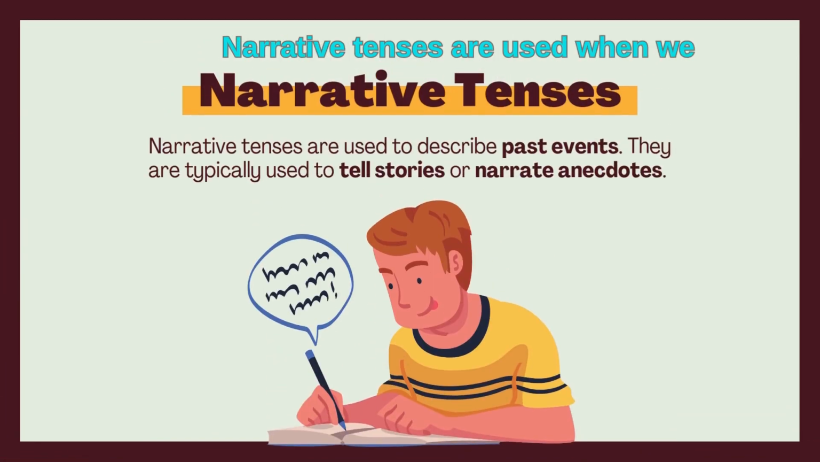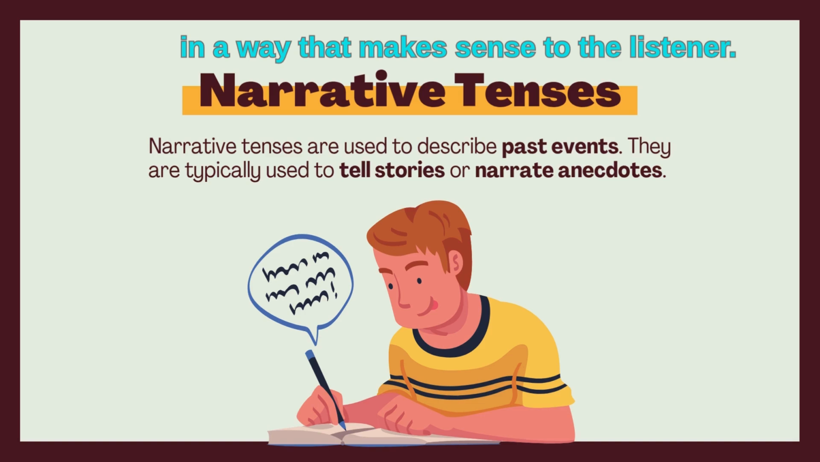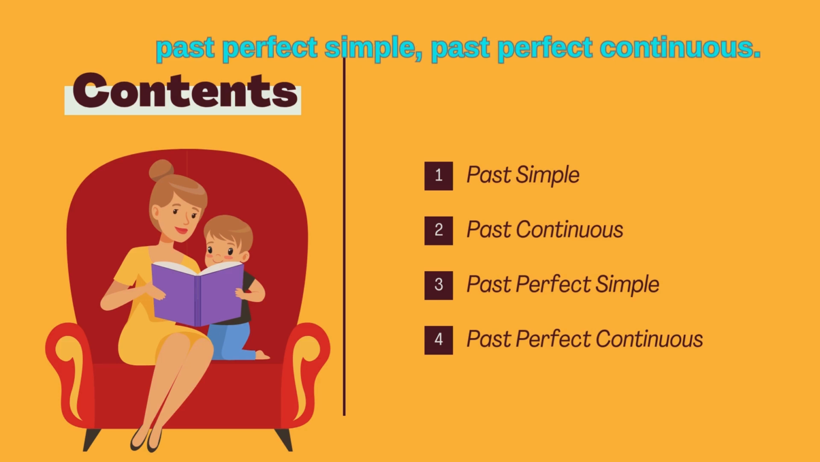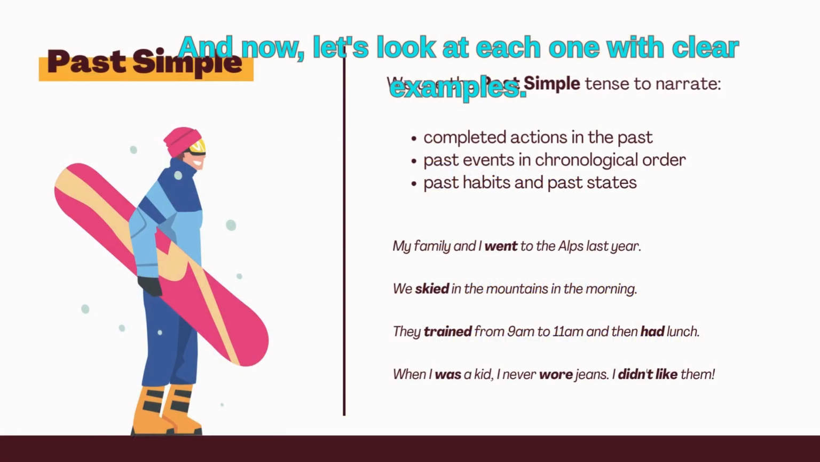Narrative tenses are used when we talk about the past. They help us structure stories and anecdotes in a way that makes sense to the listener. The four main narrative tenses are past simple, past continuous, past perfect simple, and past perfect continuous. And now let's look at each one with clear examples.